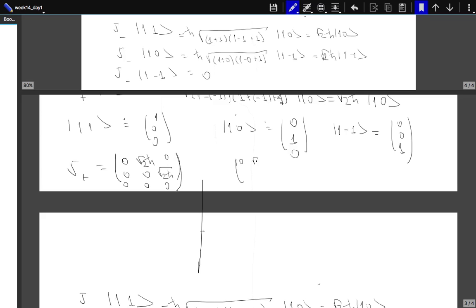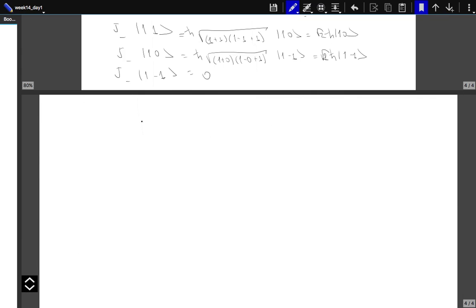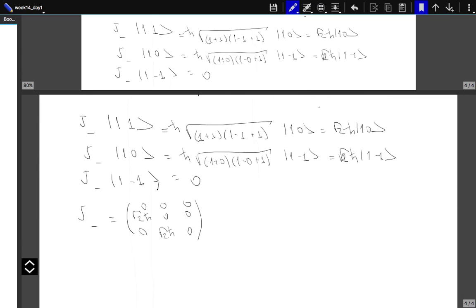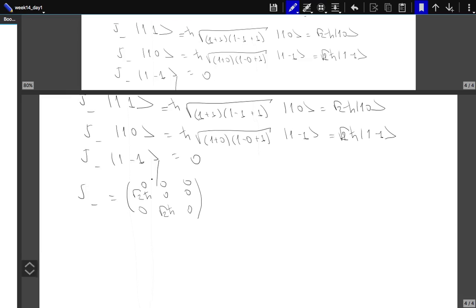J plus, this matrix, multiplying (0, 1, 0). This is √2 ħ times (1, 0, 0). So this is J plus. And this is J minus.